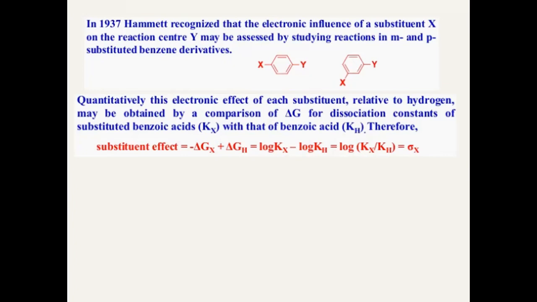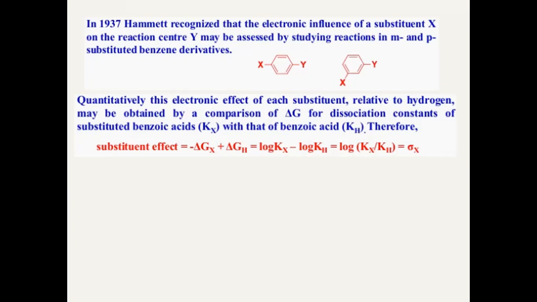See, delta G is nothing but the free energy change. What is the free energy change? Free energy of the system before the reaction and free energy of the system after the reaction. If you take free energy after the reaction, meaning free energy of product minus free energy of reactant, that is called the free energy change. So we compare the delta G for dissociation constant of substituted benzoic acid with benzoic acid. So two compounds are studied: simple benzoic acid, and substituted benzoic acid.